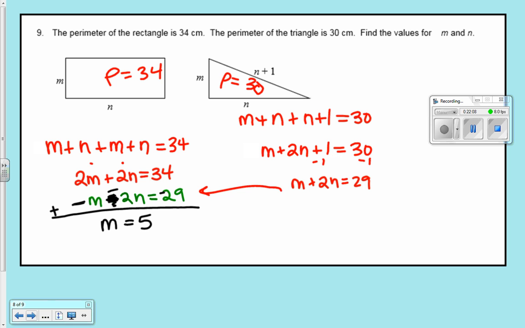So now to get n, I just need to plug it back into my equation, right? Some of y'all can just do this mentally by thinking about that rectangle. If this is 5 and this is 5, well, that's 10 right off the bat. So it leaves me 24 to be divided between these two, so n is 12.